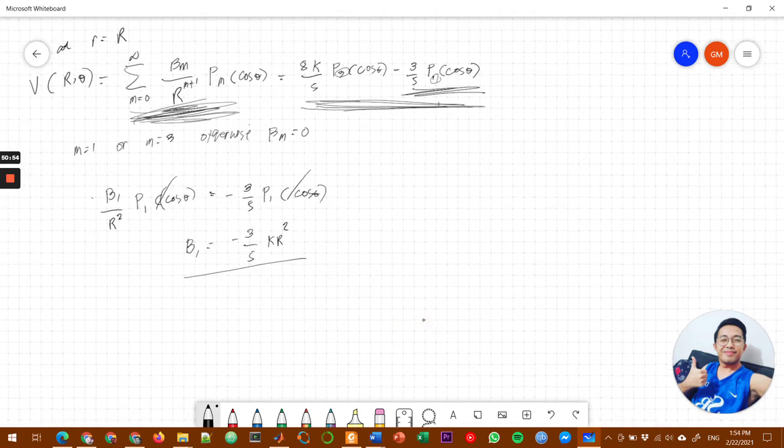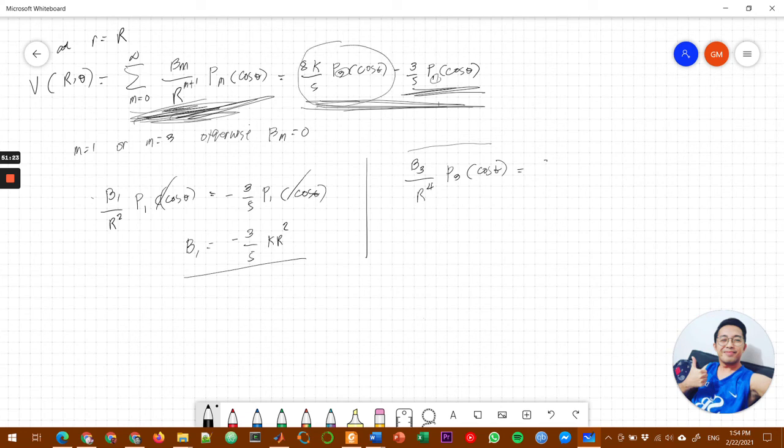For l = 3, m equals 3, so we have B3 over R to the 4, P3 cosine theta. So this is the equation. The left-hand side equals this one.